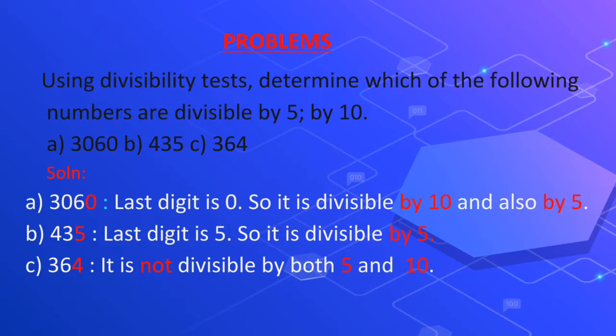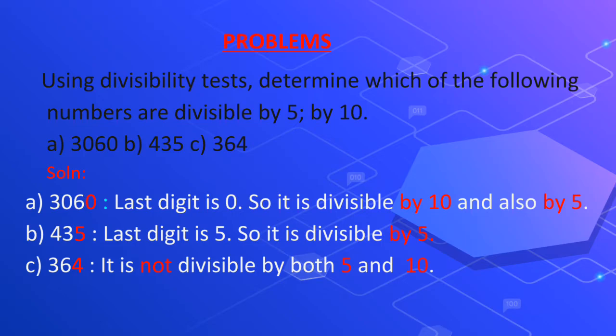First sum, 3060. The last digit is 0. So, it is divisible by 10 and also by 5. When the last digit is 0, it will be divisible by 10. Likewise, if the last digit is either 0 or 5, we can say it is divisible by 5. Here, 3060, the last ones place is 0. So, we can say it is divisible by 10 and also divisible by 5.